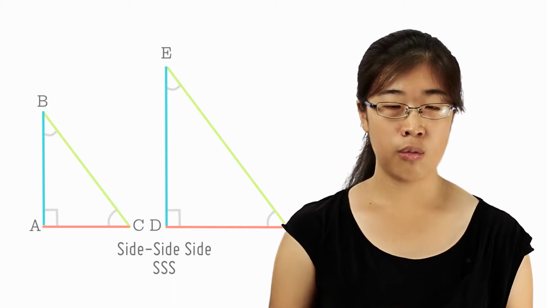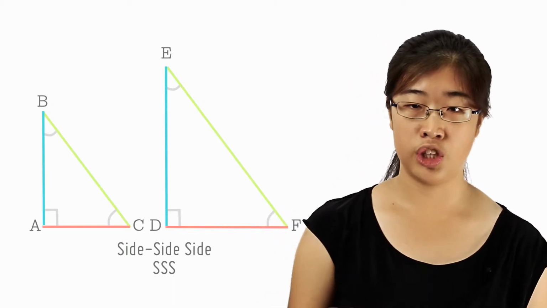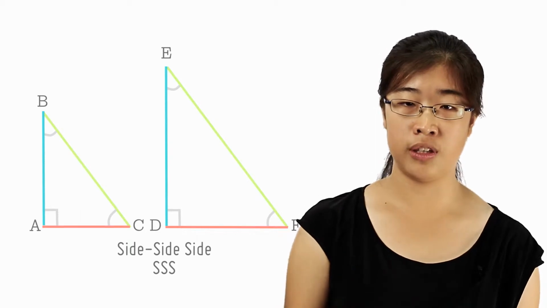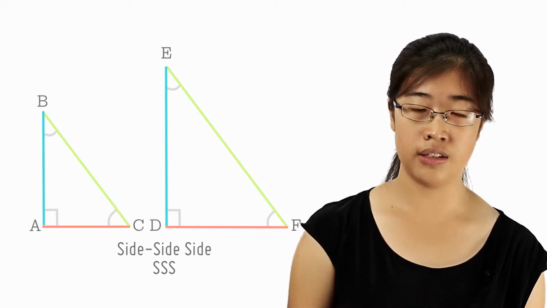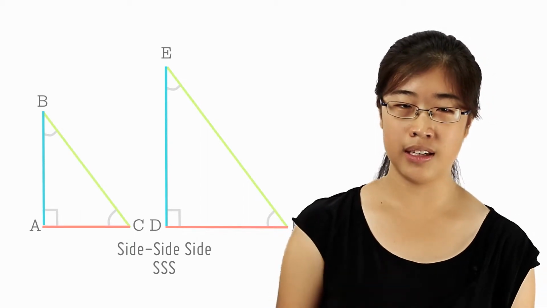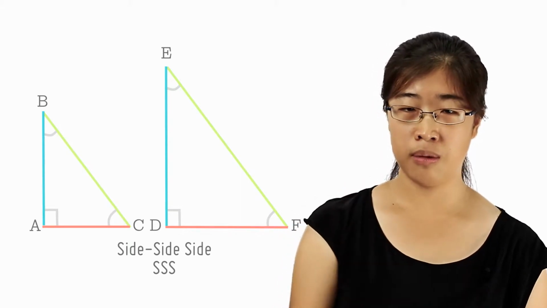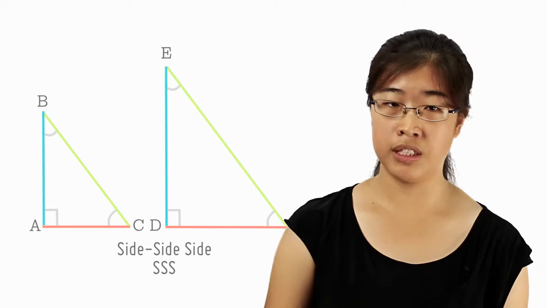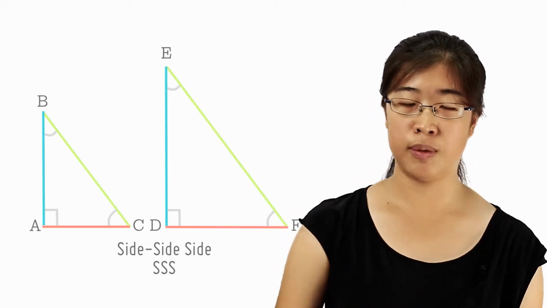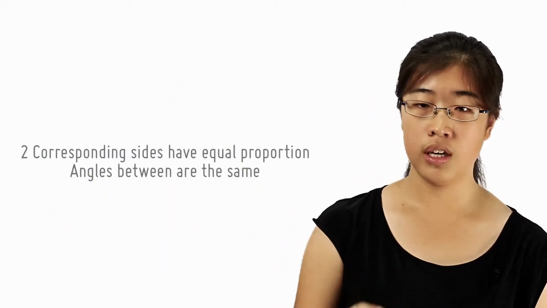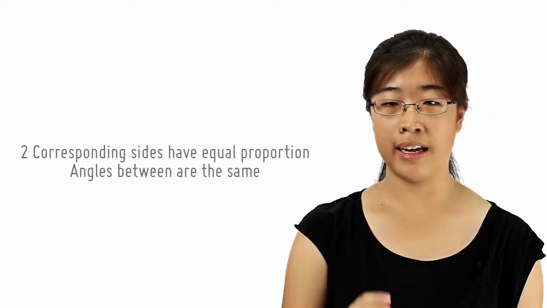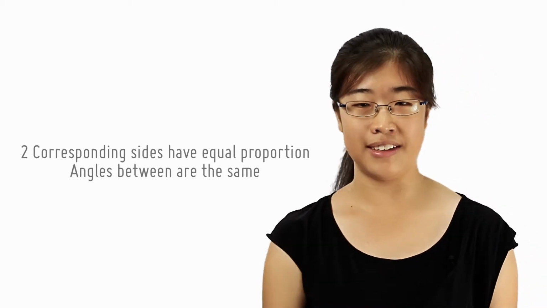So, we already know one method of identifying similar triangles. But what if we only know the length of two of the corresponding sides? In this case, we can compare two sides and the angle to determine a pair of similar triangles. A pair of triangles will be similar if two of their corresponding sides have equal proportion and the angle between the two sides are equal. Remember that the angle compared must be between the two sides.